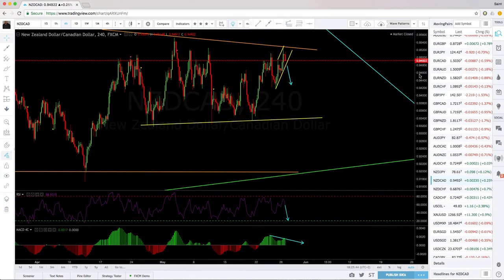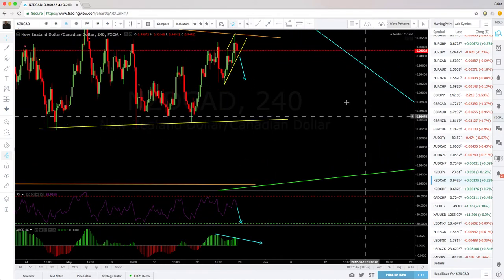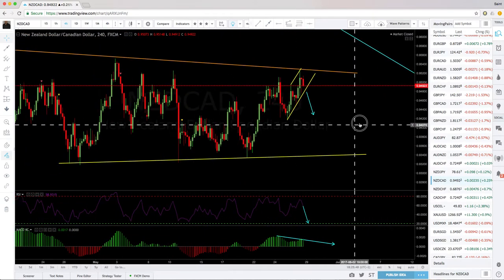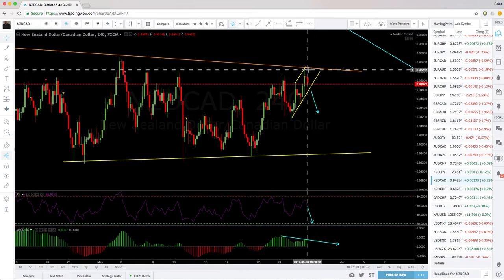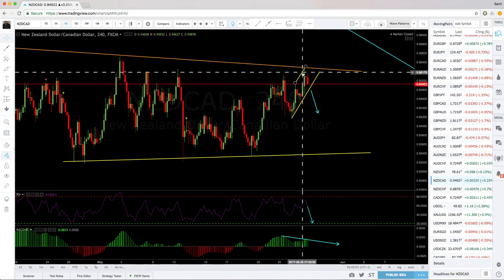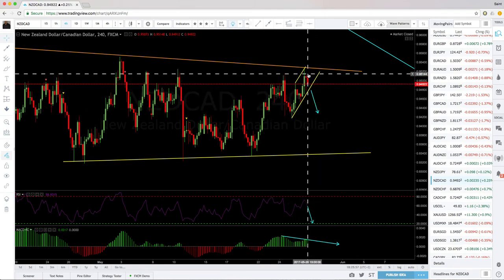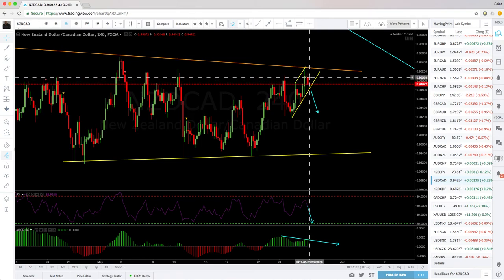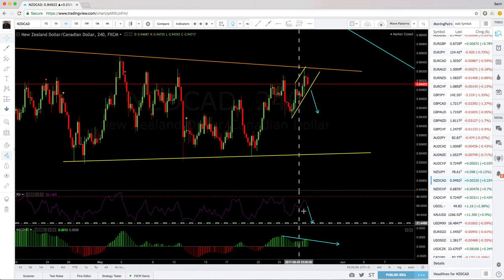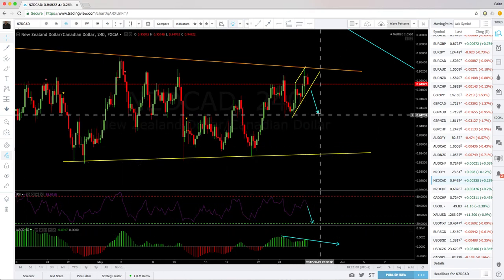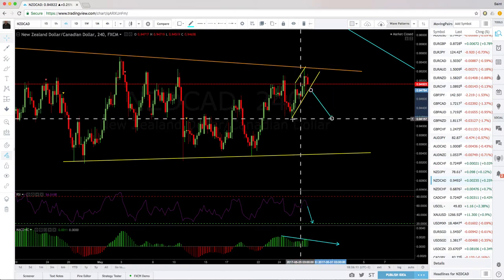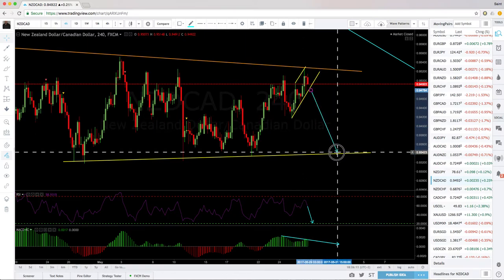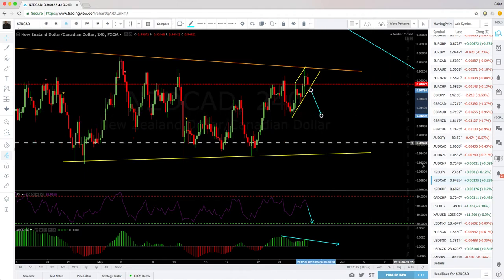New Zealand CAD. New Zealand CAD is one of the clearer options we have for this week. It is coming off of a bounce from this top. We have a pattern, an ascending channel. If you're not in yet, look for some possible short entry on the lower time frame, or wait for the break of this pattern. MACD and RSI are all pointing down, and we're looking for either these lows or possibly all the way to the bottom of this channel.